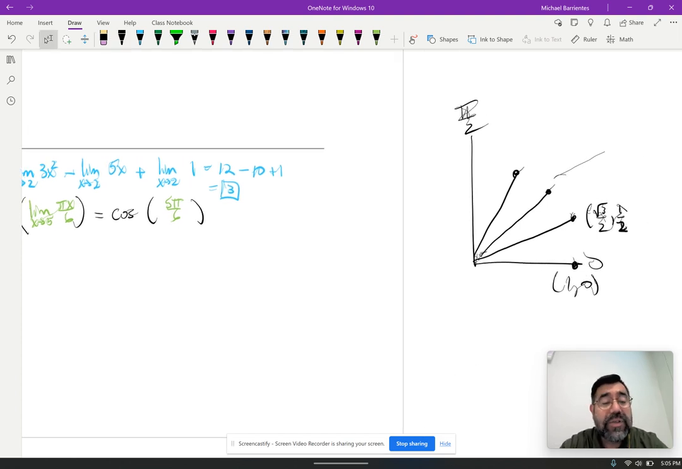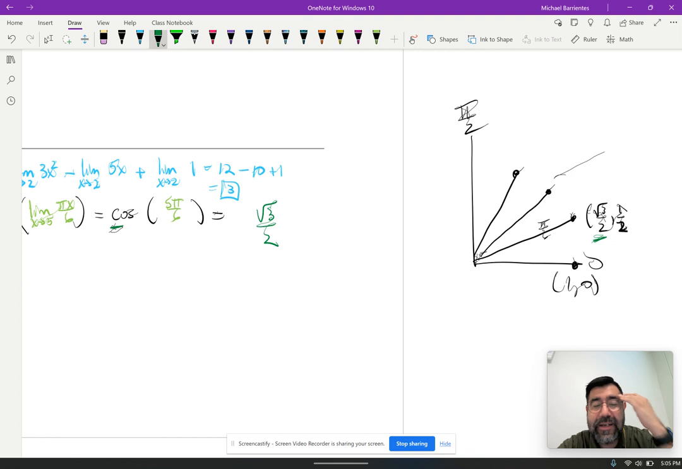But I'm looking for the cosine of 5 pi over 6. Well, I don't know what 5 pi over 6 is. This is just regular pi over 6. I'm looking at the cosine. That would be the x-coordinate. So I know that this answer has to be something to do with square root of 3 over 2.